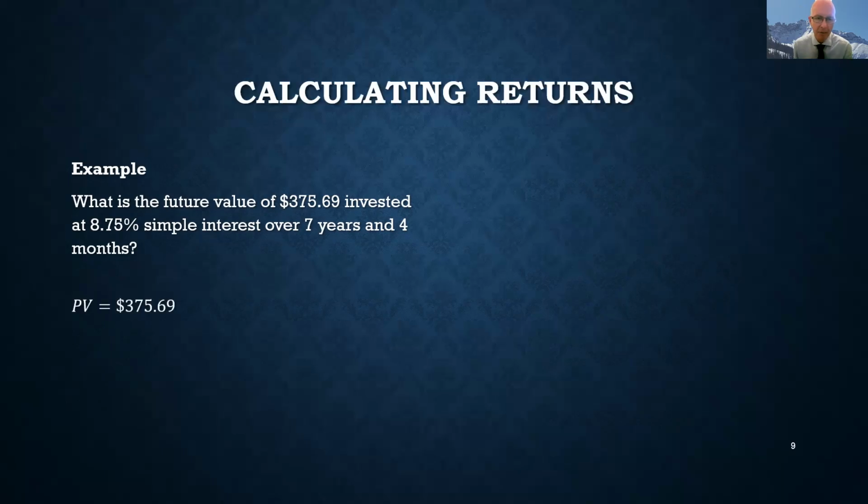The present value equals $375.69. R equals 8.75%, which when we divide it by 100 is 0.0875. In other words, we've taken a percent and turned it into a decimal. And here's the tricky bit, which always gets students confused. N equals 7 plus, well, remember there are 12 months in the year, 4 over 12, which is 7.3 repeating, 7.3333. And the objective of this question is to find the future value.